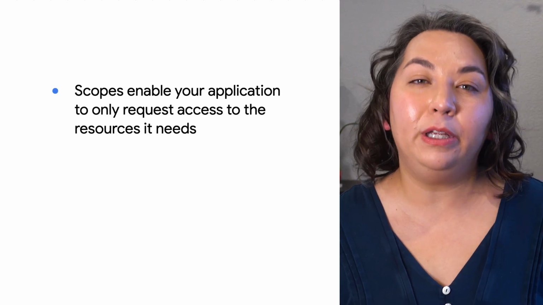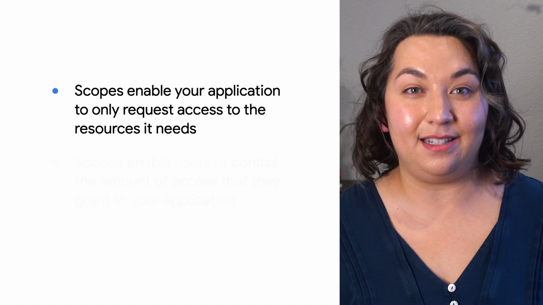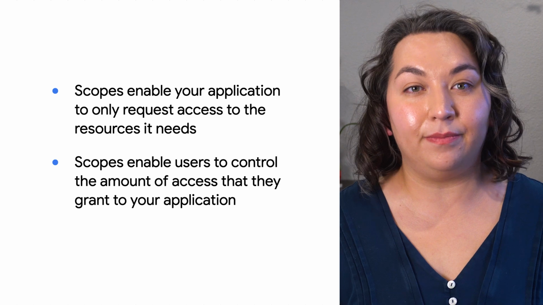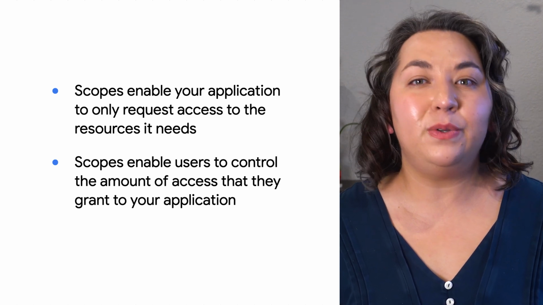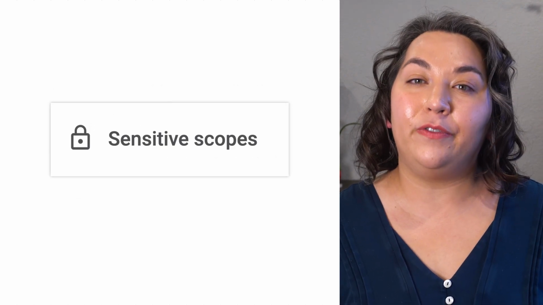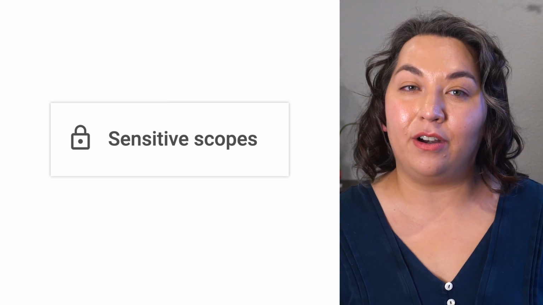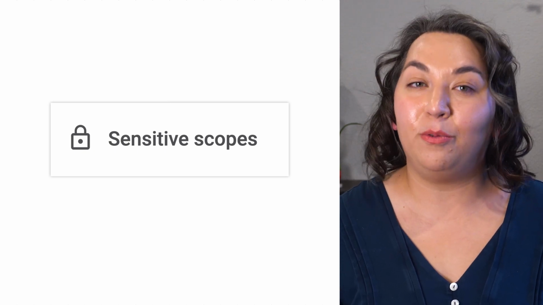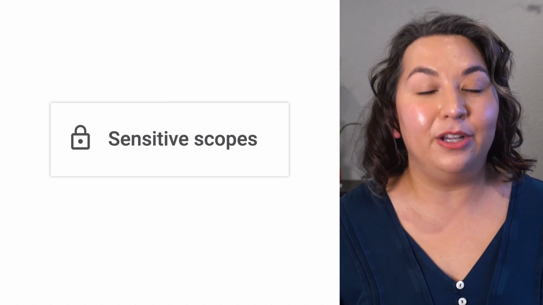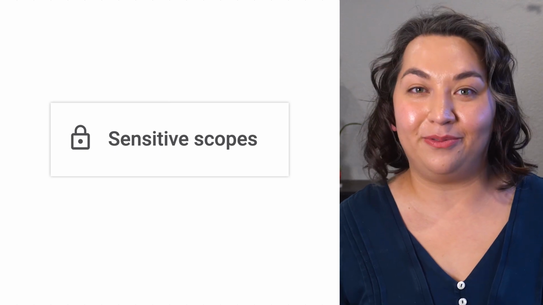Depending on the level of access you need, you might need to request an OAuth 2.0 scope to access Google APIs. Scopes enable your application to only request access to the resources that it needs, while also enabling users to control the amount of access that they grant to your application. Many scopes overlap, so it's best to use a scope that isn't sensitive. Sensitive scopes require review by Google and have a sensitive indicator on the Google Cloud Platform Console's OAuth Consent Screen configuration page. For information about these scope requirements, refer to the individual API documentation.